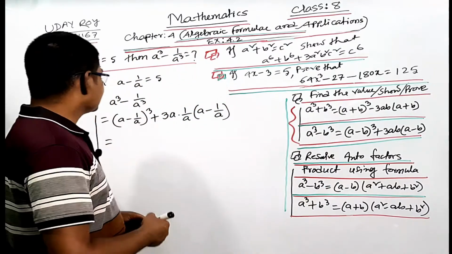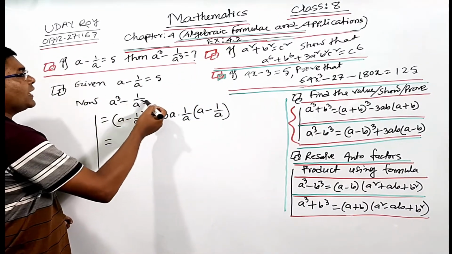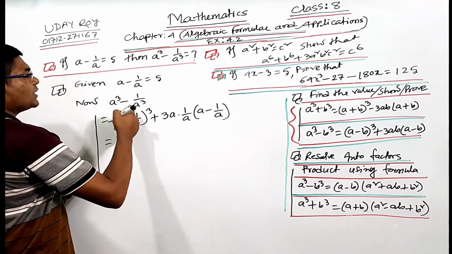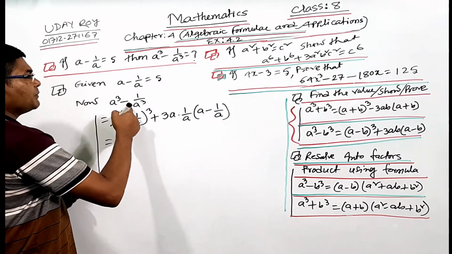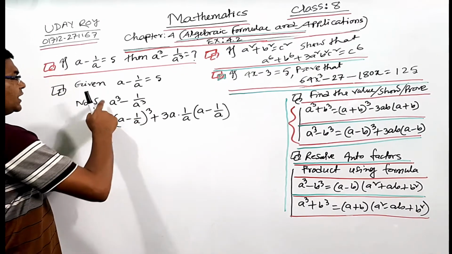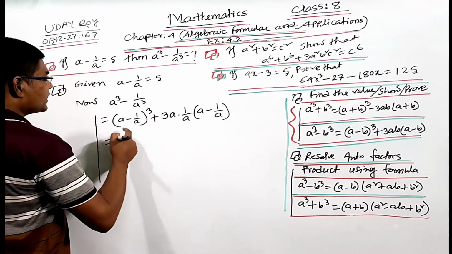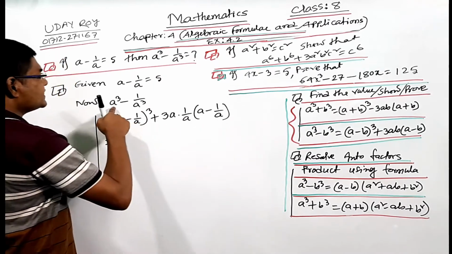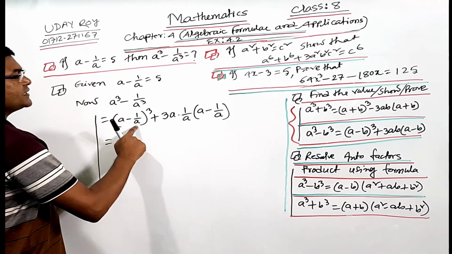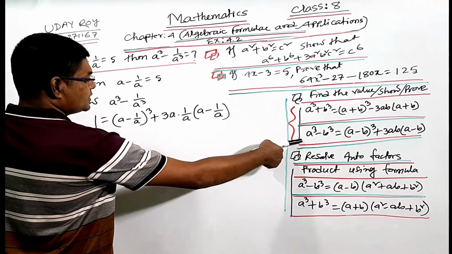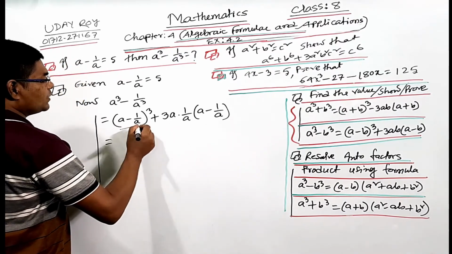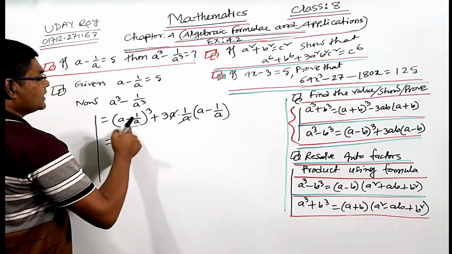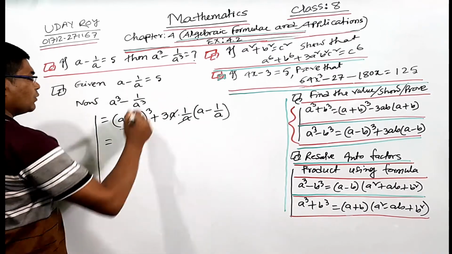Very easy maths. So here is a cube minus 1 by a cube. The same way, this is a cube and this is b cube. So a cube minus b cube equals a minus b whole cube plus 3ab into a minus b. This is a and this is b. So follow these rules: a minus b whole cube plus 3ab into a minus b. So what is the value of a minus 1 by a?